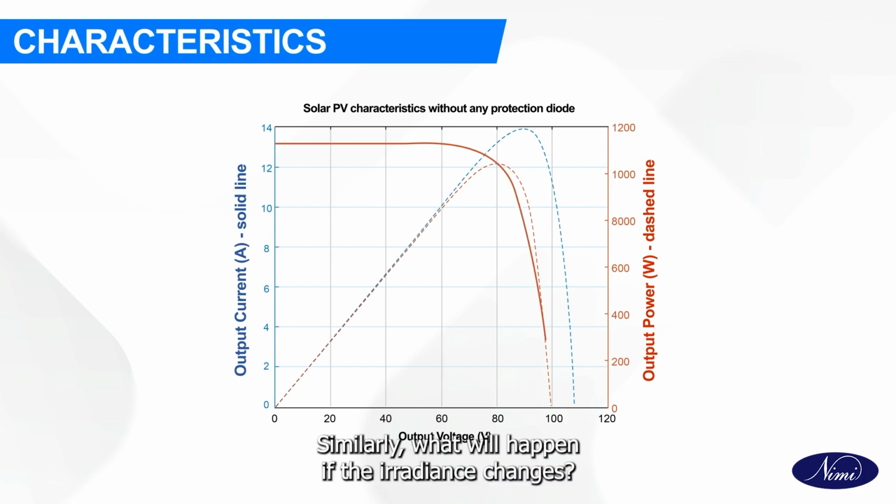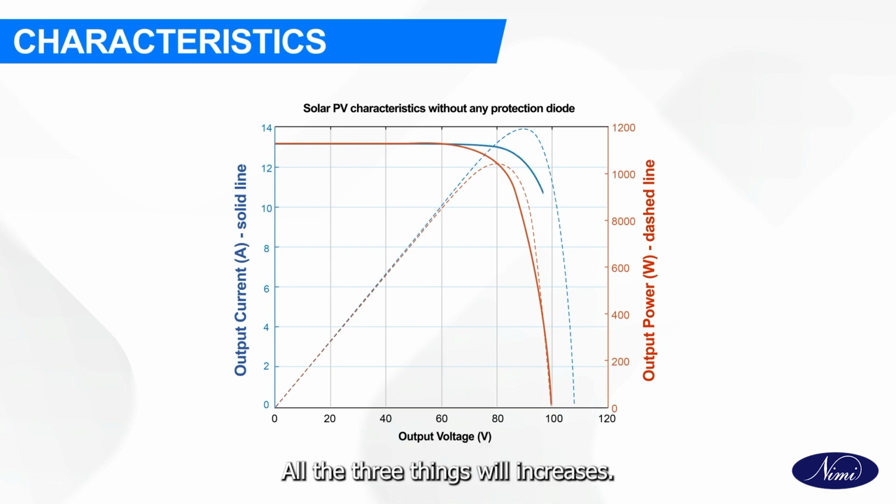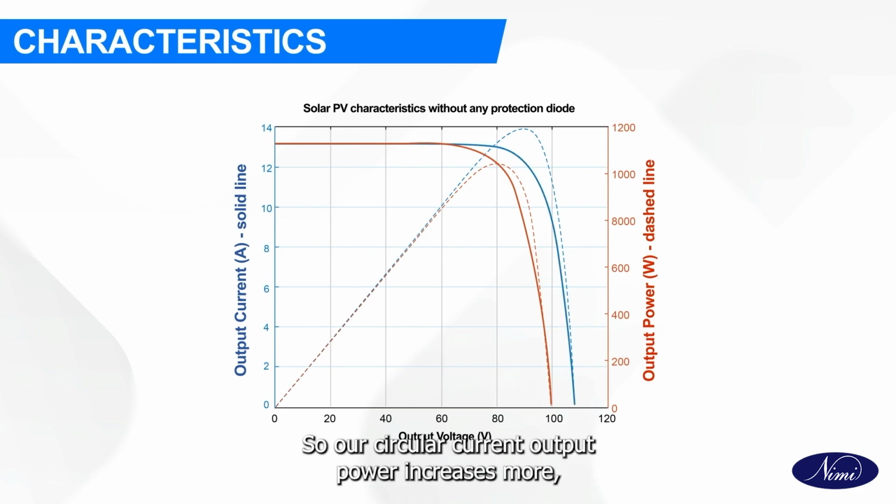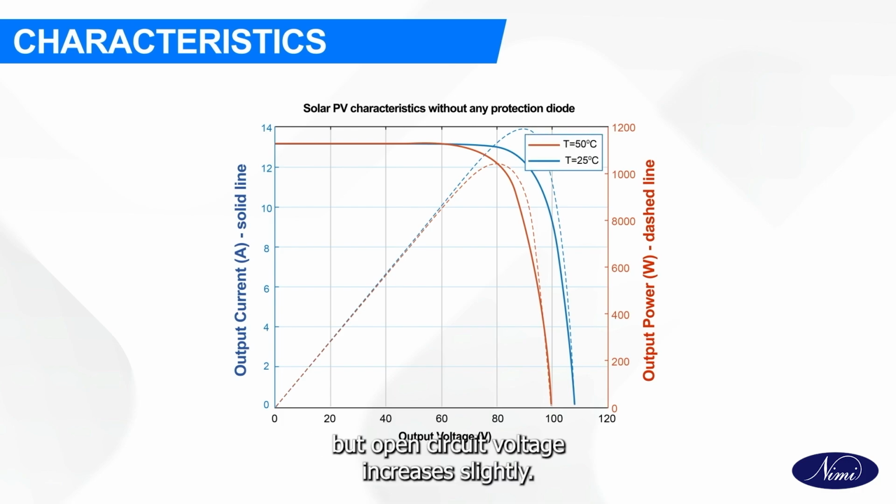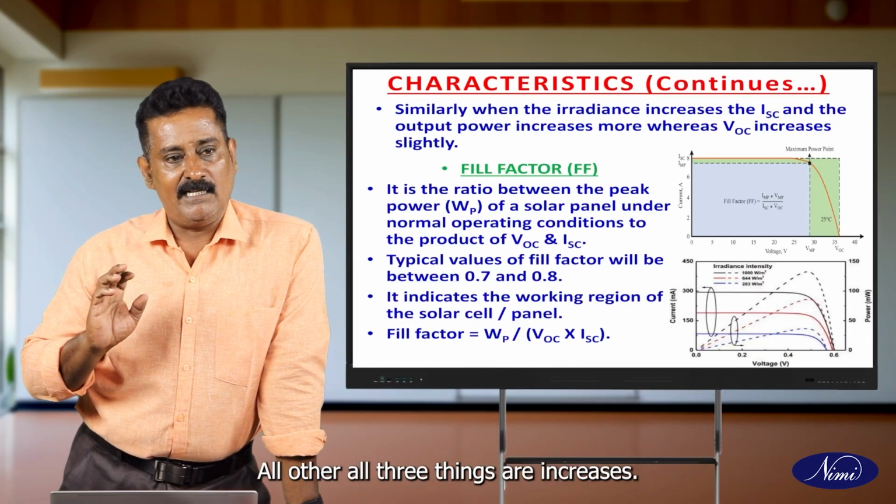Similarly, what will happen if the irradiance changes? What will happen if the irradiance increases? All three things will increase. Short circuit current and output power increase more, but open circuit voltage increases slightly.